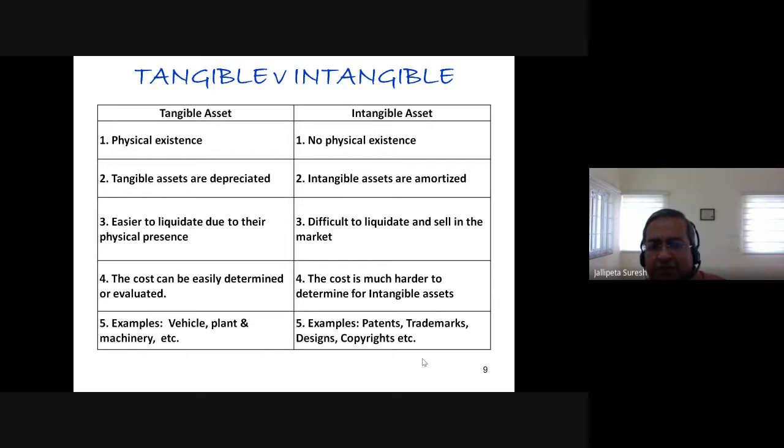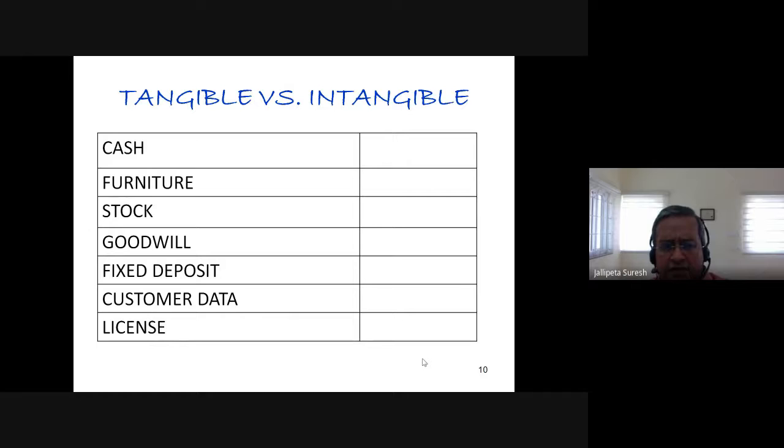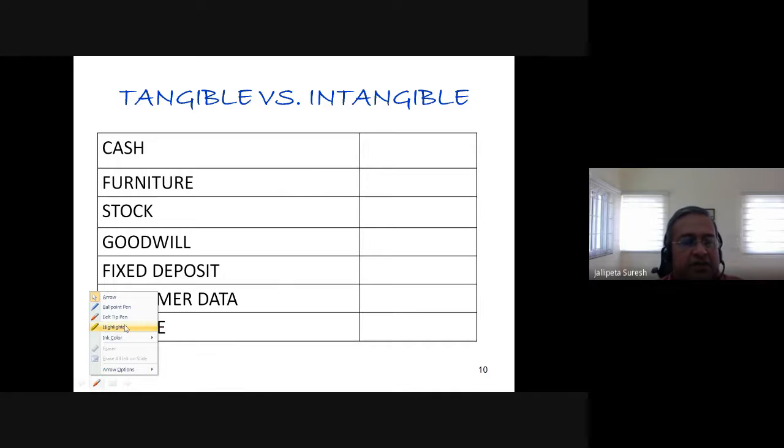If you look at the examples of tangible assets, as I said, we have vehicles, plants, machinery, etc. And in the case of intangible assets, patents, trademarks, designs, and copyrights, etc. Now here we have a little assignment, so probably I can also join in doing this with you.